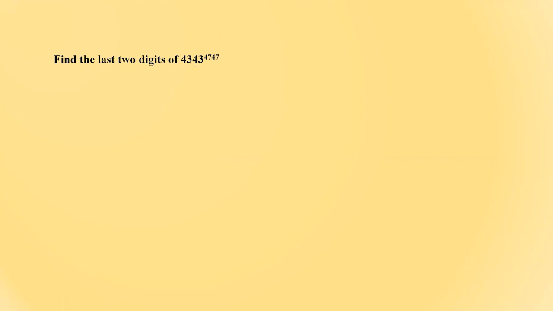So the last two digits of the number would depend upon the last two digits of the base. So this number can be taken down as 43 to the power 4747. Now I can say that 4740 is a multiple of 20. So now I can split it as 43 to the power 4740 into 43 to the power 7. Now I know any odd number raised to the power of a multiple of 20, the last two digits will be 01. So it is 01 into 43 to the power 7.